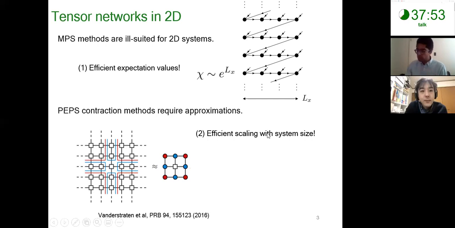So what we'd like to do in the field of isometric tensor networks is to combine these two properties together. We'd like the efficient expectation value properties from 1D MPS methods, along with the efficient scaling with 2D system sizes from a PEPS. We combine these two together, and that's how we get to a 2D isometric tensor network state.